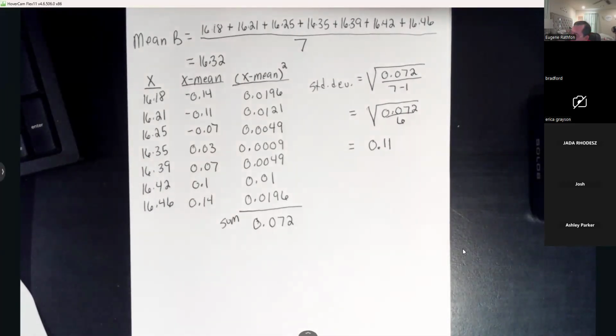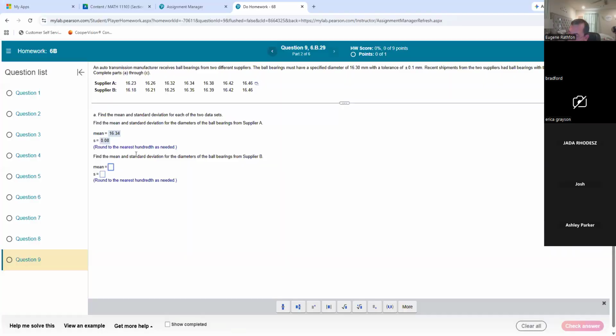Now we would go put that in MATLAB. All right, so what do we say here? 16.32. And then that was 0.11. All right, so we check that answer, and then they'll give us the next step.